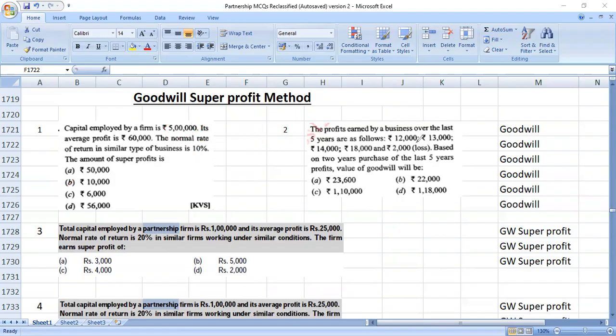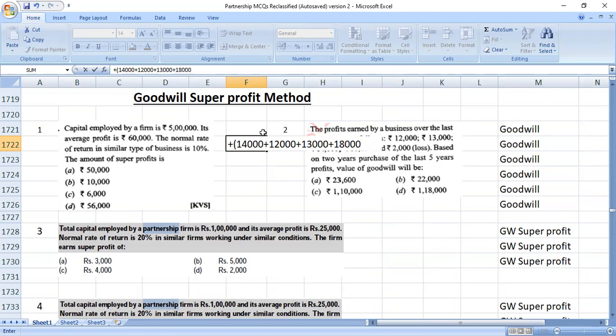The profits earned by a business over the last 5 years are as follows: 12,000, 13,000, 14,000, 20. 2 years purchase of last 5 years profits, the value is actually an average profit method question. So 5 years profit: 14,000 plus 12,000 plus 13,000 plus 18,000 minus 2,000.